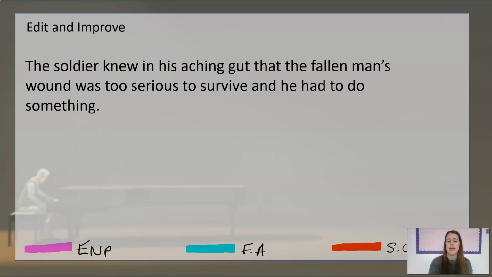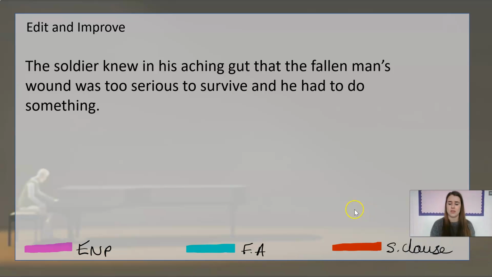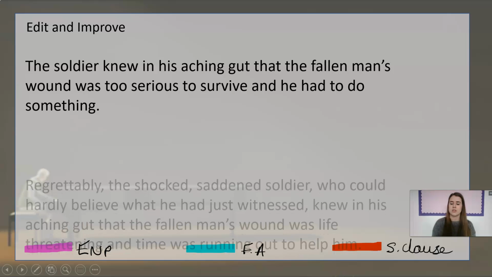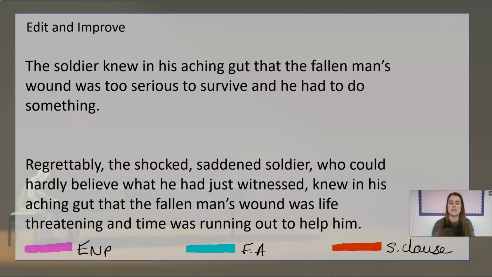So the first one I'm going to look at here is: the soldier knew in his aching guts that the fallen man's wound was too serious to survive and he had to do something. So based on the work that we've now just looked at, I need to think about including an expanded noun phrase, a fronted adverbial, and a subordinate clause. Okay? So here is my improved sentence. Let's see where I've used these skills.